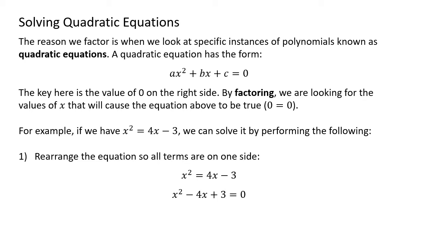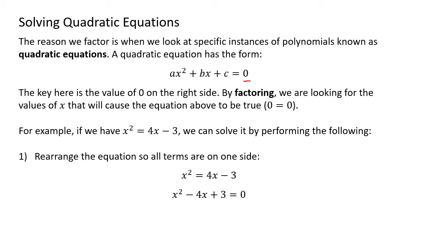Okay, so the format of a quadratic equation is one that you've seen before. It's ax squared plus bx plus c. And in a quadratic equation, we have that equal to 0. In other words, one side has all of the terms of the expression, and the other side has none, so it's just simply 0.